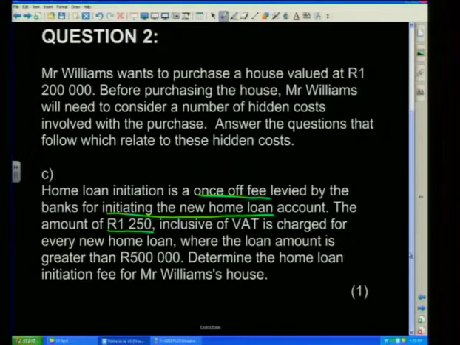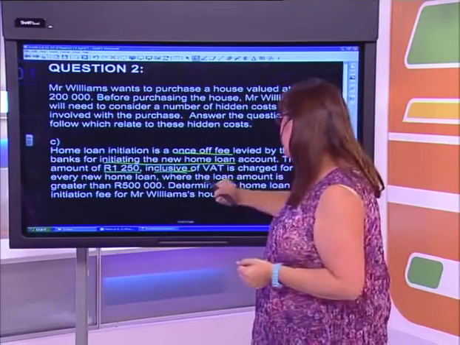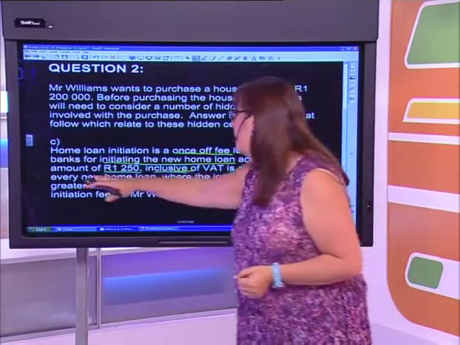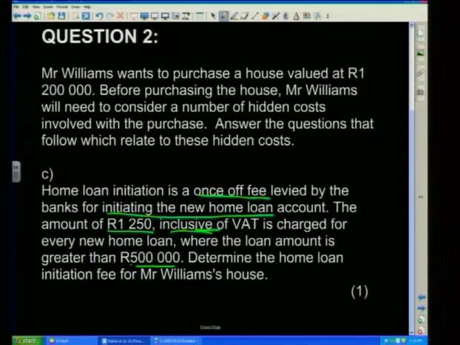This is inclusive of VAT. What does inclusive of VAT mean? It already has VAT in it. So the VAT has been calculated. It's charged for every new house loan where the loan amount is greater than 500,000 Rand.